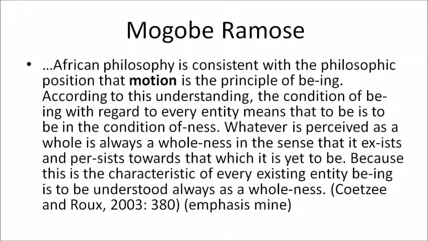According to this understanding, the condition of being with regard to every entity means that to be is to be in the condition of ness. Whatever is perceived as a whole is always a wholeness in the sense that it exists and persists towards that which it is yet to be, because this is a characteristic of every existing entity. Being is to be understood always as a wholeness. And you should substitute the word being in this paragraph for ntu, because ntu means life. It means being. It means existent, an existing thing. And so this is what he's talking about. This whole article is on ntu. What he's saying is that ntu is not just simply a being, but a being in motion. Something isn't being unless it is in motion.